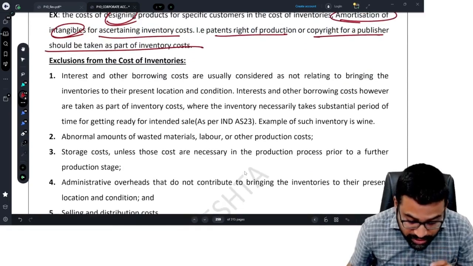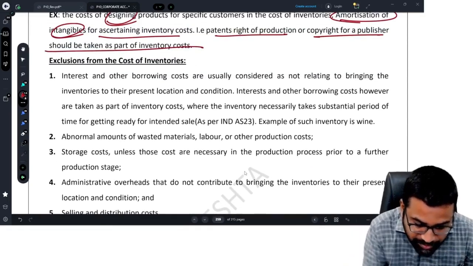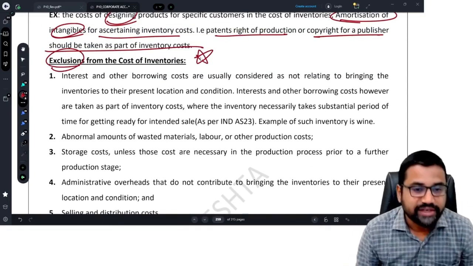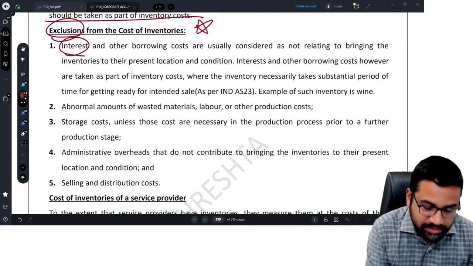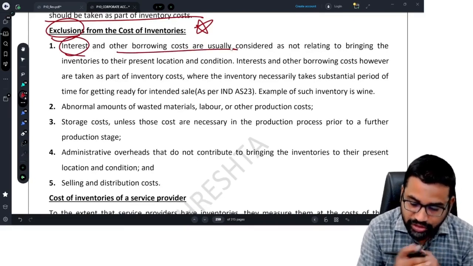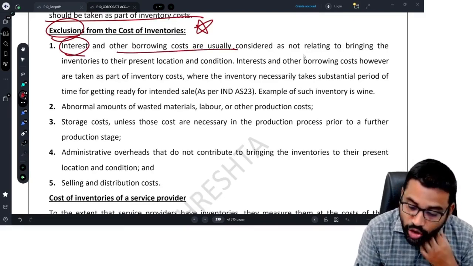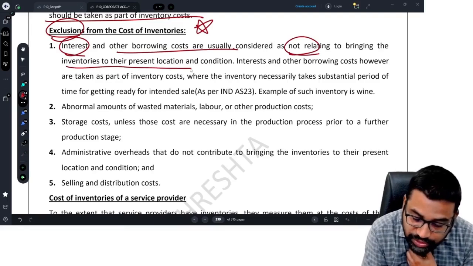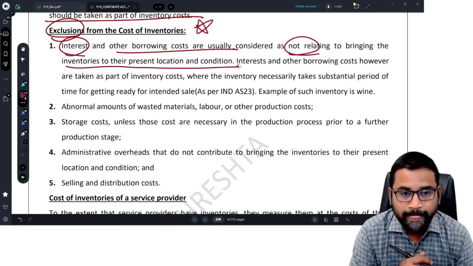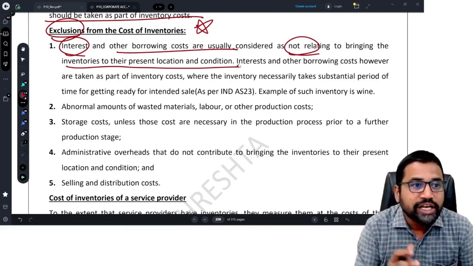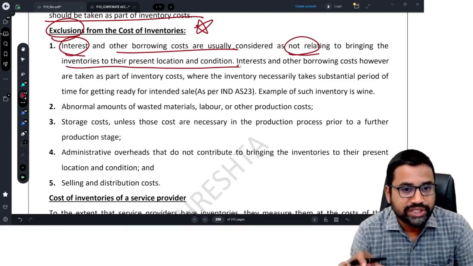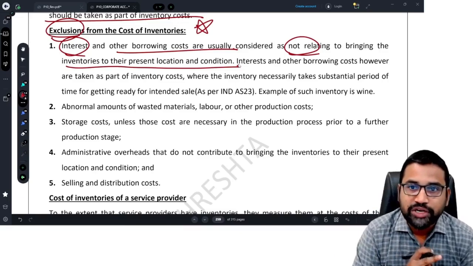Now see, which cost we should not include. This is very, very important. Exclusions from the cost of inventories. There are certain costs we should not include. For example, interest and other borrowing cost, if it is not relating to bringing the inventories to their present location and condition. So if you are incurring any interest and other borrowing cost not relating to bringing the inventories to their present location and condition, don't include it as a part of cost of inventories.